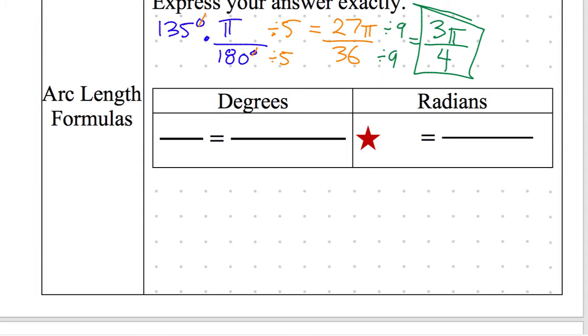To find arc length, what were the two ratios that we set equal to each other? It was something divided by 360 equals something over something. Who remembers this? On the right, it's arc length over circumference. On the left, it's theta over 360. It is indeed theta over 360. Thank you, Martine.